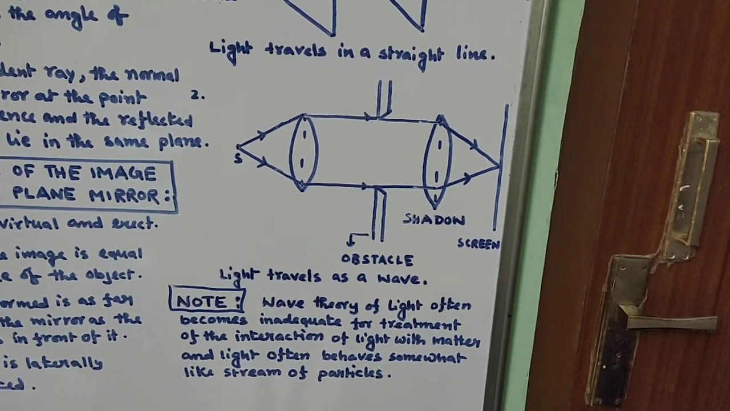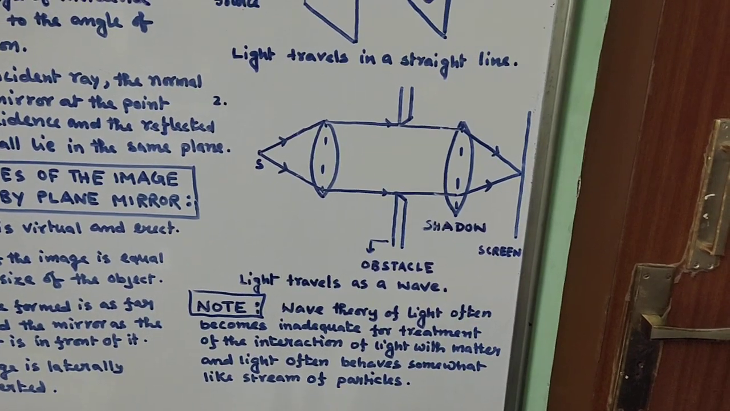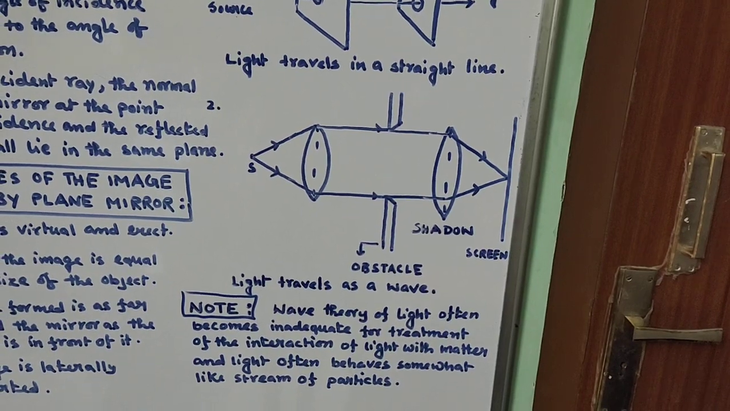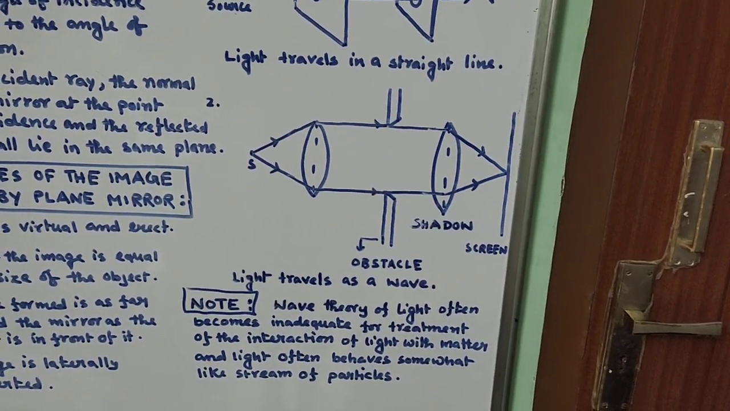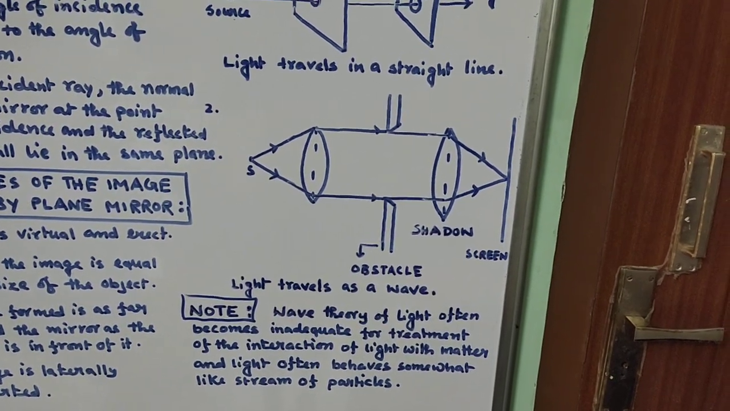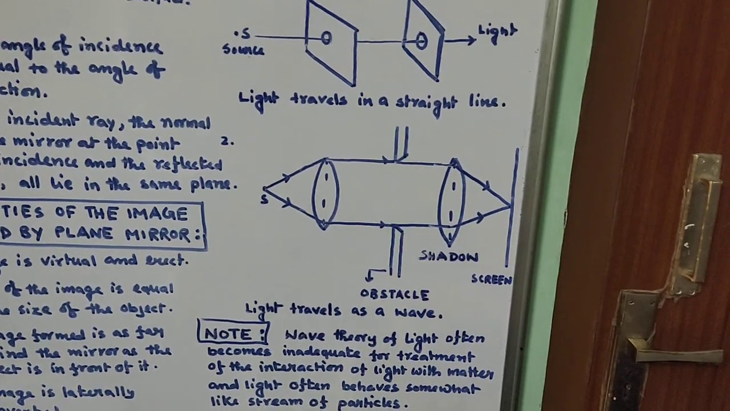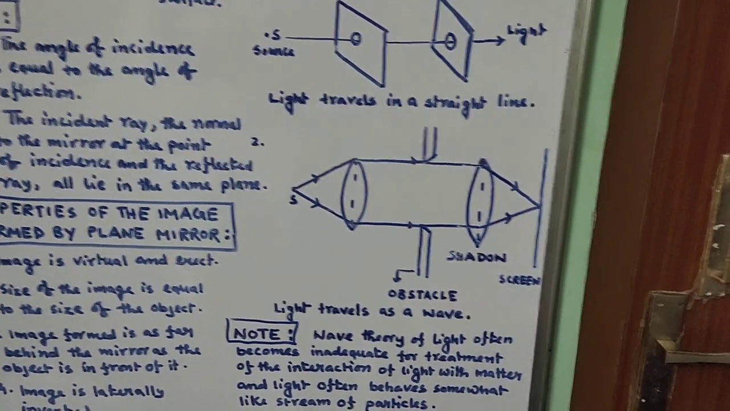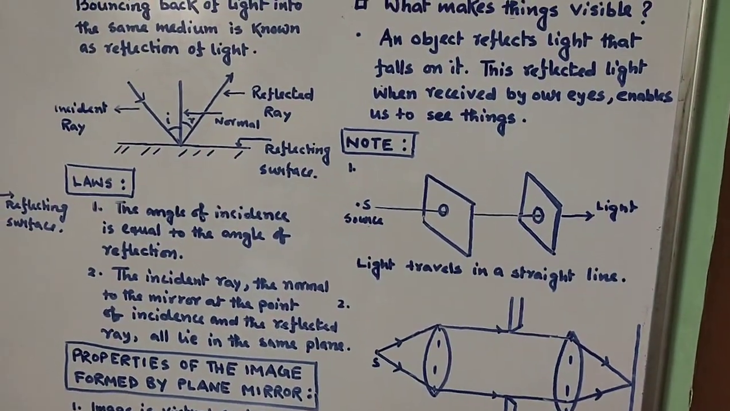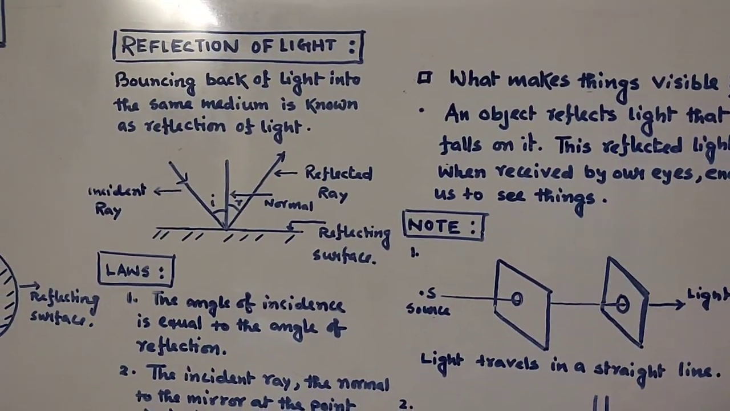If you are interested, you can go through this part, Einstein's equation or Einstein's theory of photoelectric effect. There you will learn that light seems to be a stream of particles, and those particles are known as photons. These are discussions that may not be from your exam point of view, but you should know them. Now the topic which is from the exam point of view is reflection of light.